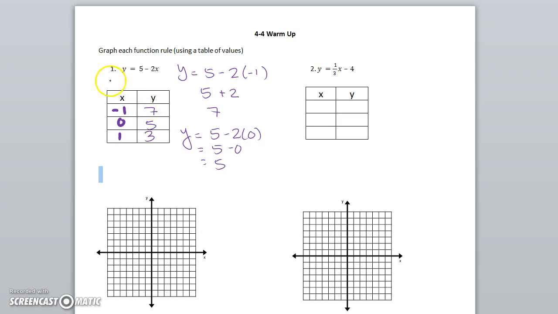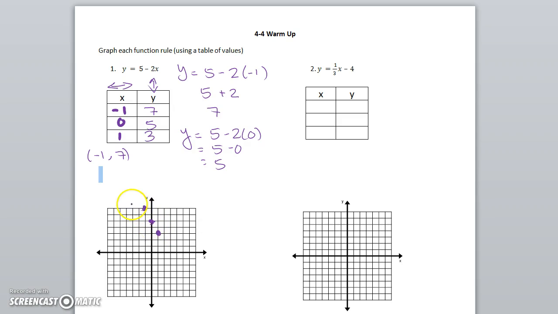So I'm going to treat each of these as a coordinate, remembering that the x part tells me to go left and right, and the y tells me to go up or down. So this as a coordinate is -1, 7. So from 0, 0, I'm going to go 1 to the left, and then up 1, 2, 3, 4, 5, 6, 7. And then you're going to graph each of the other ones as well. So 0, 5, and then 1, 3.